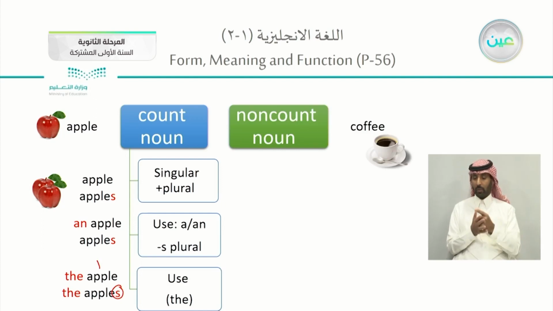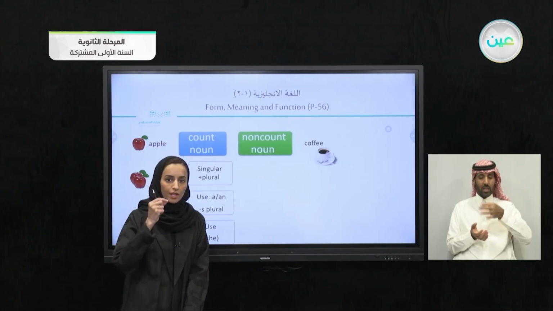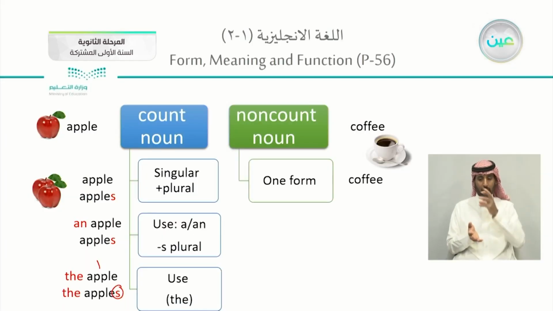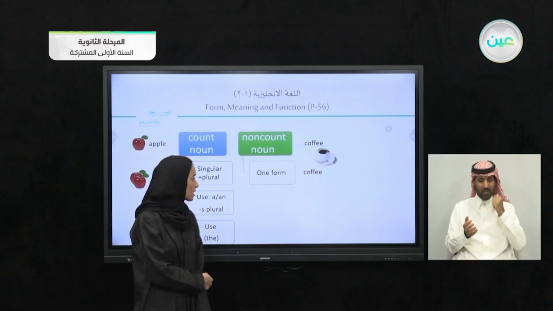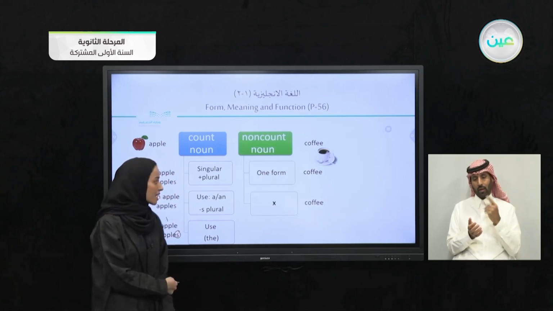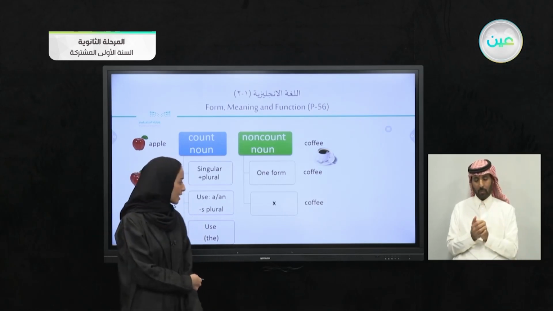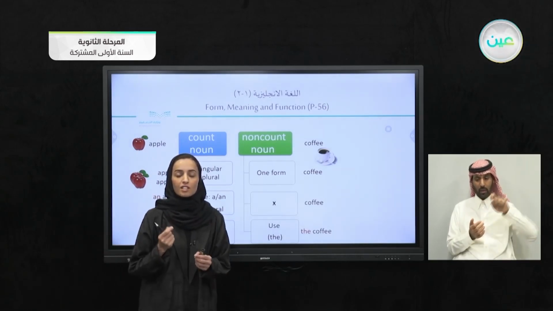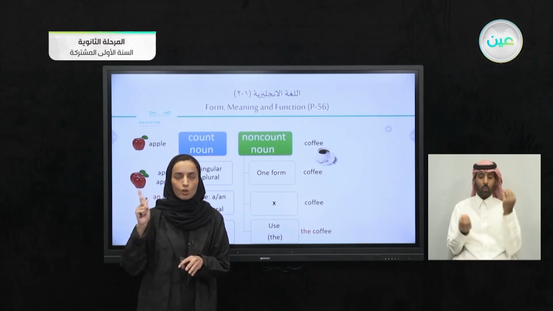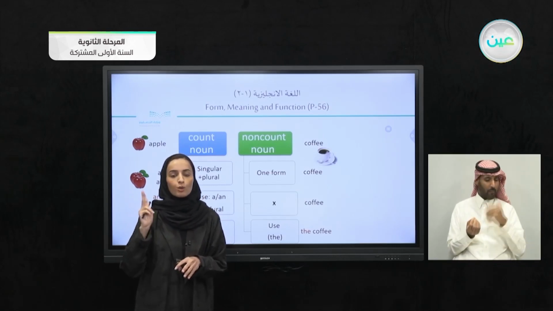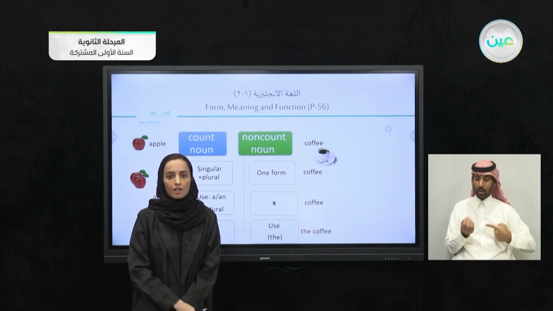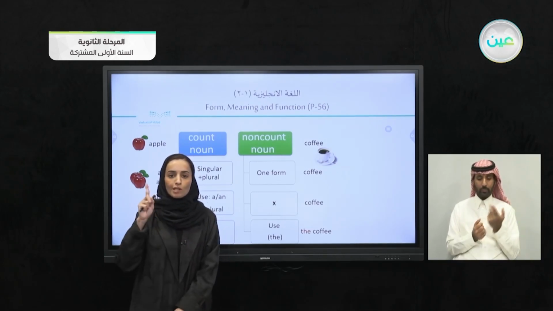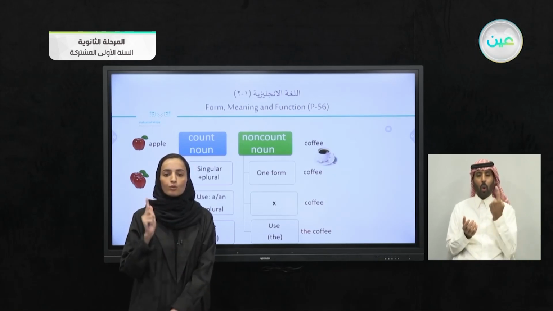How about the non-count nouns? An example is coffee. Coffee, not the cup, we're speaking about the drink. Coffee is a non-count noun. It has only one form. It is coffee, not a coffee, not coffees. Also, you can never use s with them. It's always coffee. And you can use the with it. So you can tell that the is an article that is friendly. It can go with count, non-count, singular, plural nouns. Comes with everything. However, a and an come only with the count nouns in a singular form.